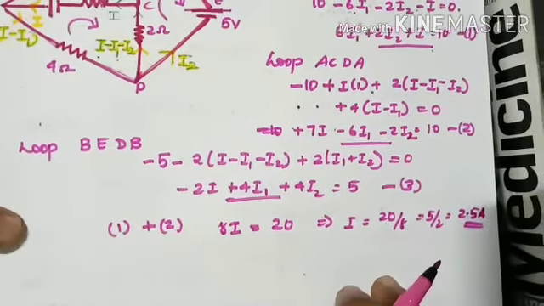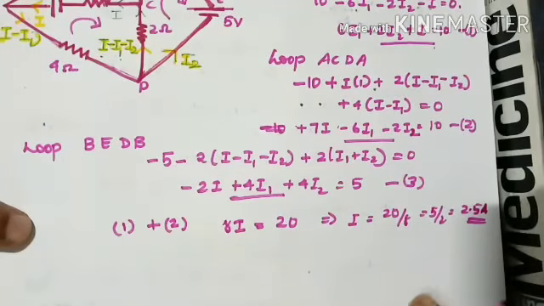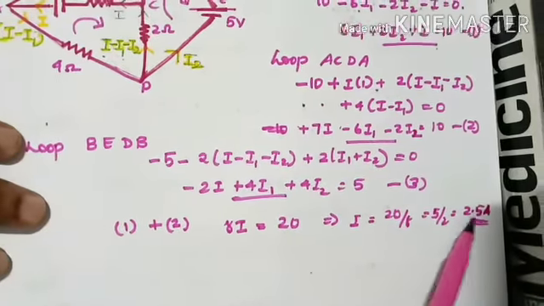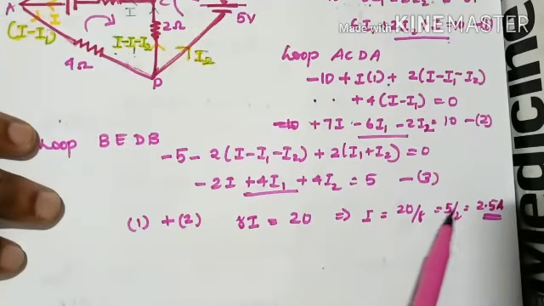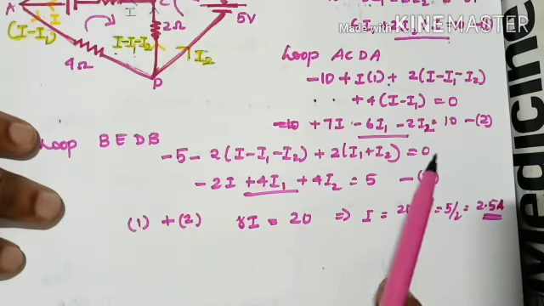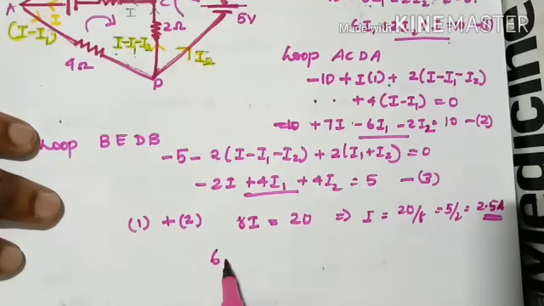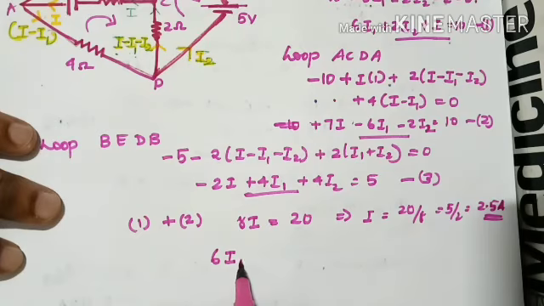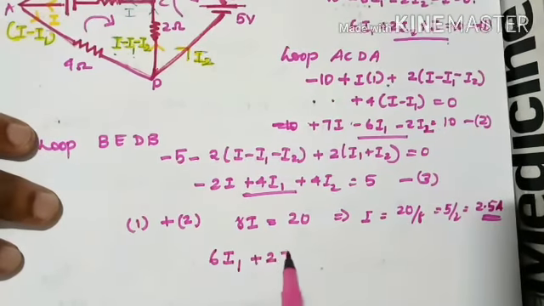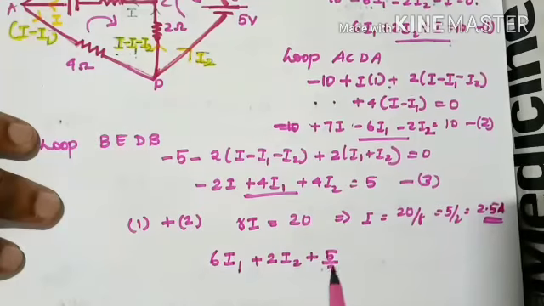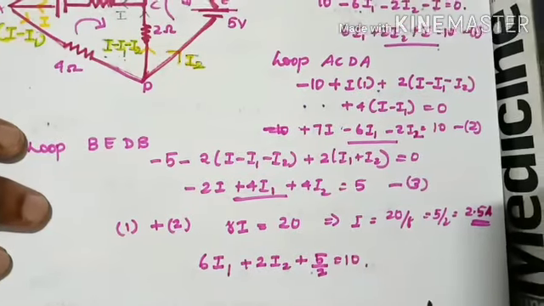Right? It's very easy to get that part. Clear? Right. Now we move on with this value, which can be substituted in something else. Now I'm going to put this 5 by 2 or 2.5. Better to put 5 by 2. So I'm going to put this value into equation 1. So 6i1 plus 2i2 plus i, in place of i I am going to write 5 by 2, is equal to 10.